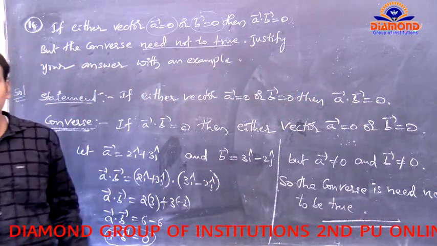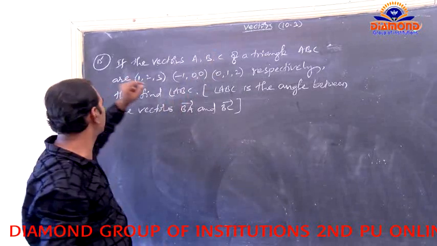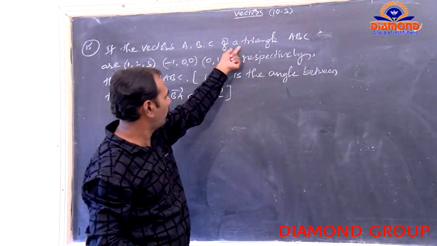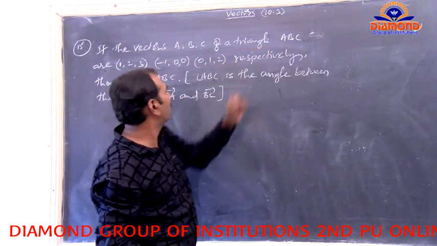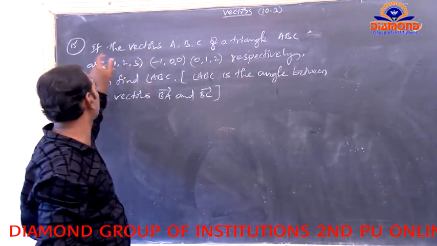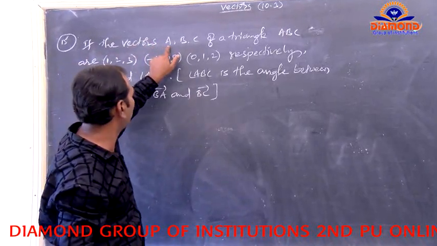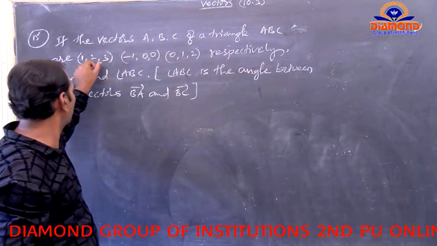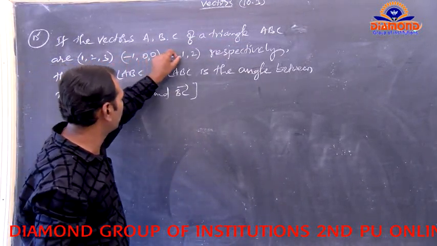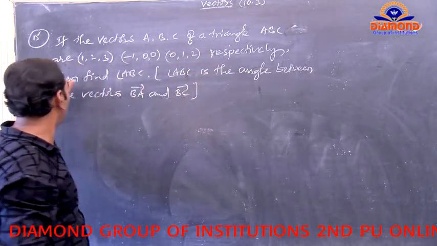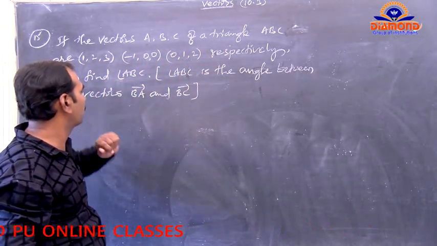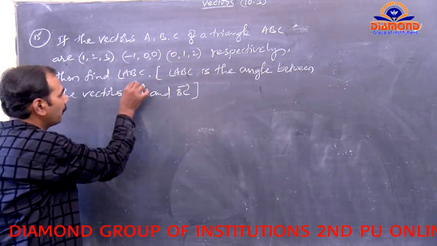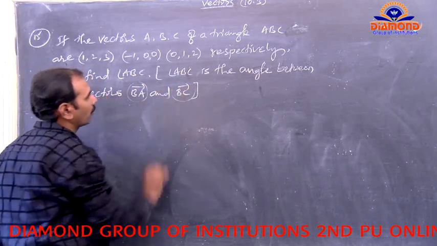This is the 14th question, exercise 10.3. If the vertices A, B, C of a triangle ABC are (1, 2, 3), (-1, 0, 0), (0, 1, 2) respectively, then find the angle ABC. Angle ABC is the angle between BA bar and BC bar.